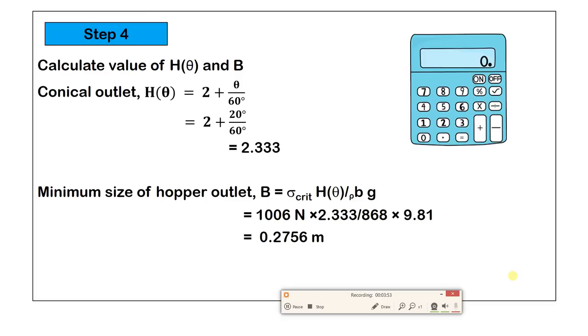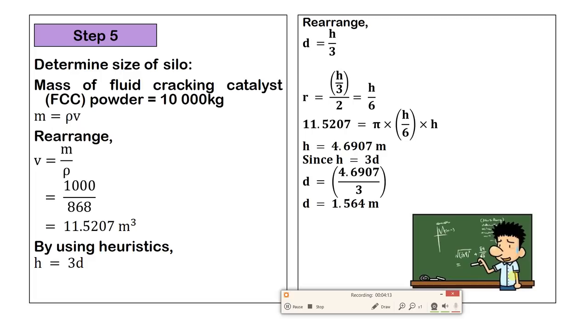By substituting all the values in equations 10.4 and 10.5 of the Particle Technology book by Martin Rhodes, a value of conical outlet of 2.333 and minimum size of hopper outlet of 0.2756 meter were obtained. The last step is in determining the size of a silo. Rearranging the equation M equals rho V, this will give the volume of the silo, which equals 11.5207 meter cube. Using heuristic, the diameter of the silo is 1.564 meter.